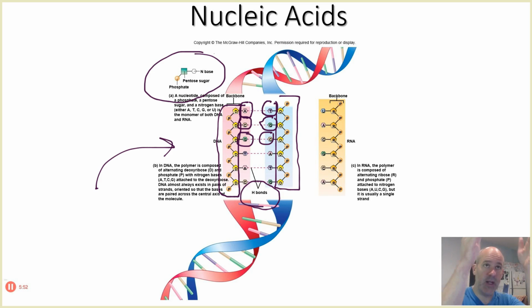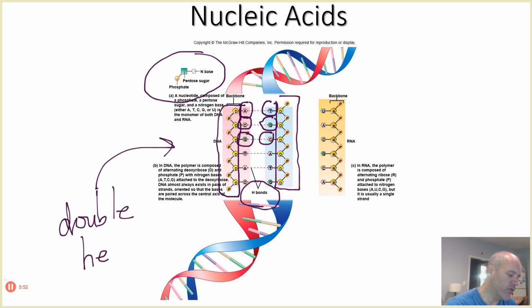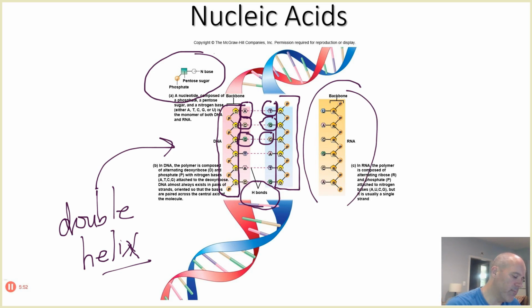And then finally, you've got this pairing that takes place, and then the molecule becomes twisted, and that's why we sometimes refer to DNA as a double helix, because you've got 2 strands of DNA, 2 DNA chains, and then that structure is twisted into a shape that's called a helix, and because of that we refer to it as a double helix. RNA over here is usually single-stranded.